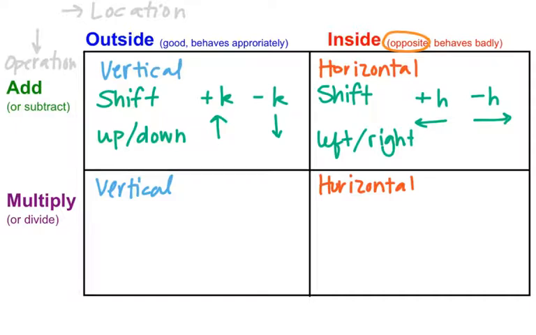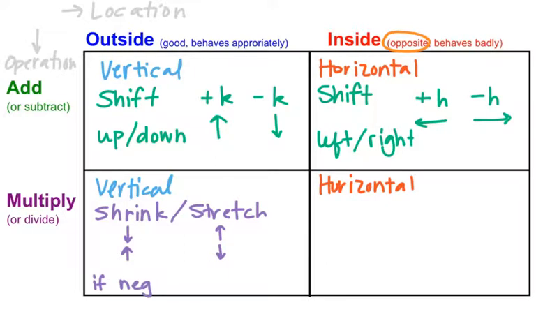And then if we are multiplying, multiplying implies a shrink or a stretch. Vertically shrinking would be compressing on itself versus vertically stretching would be getting larger. And if it is negative, that means we would have a vertical flip across the x-axis. So we'll have a reflection across the x-axis. We would be multiplying or dividing by the value we call a in our definition.